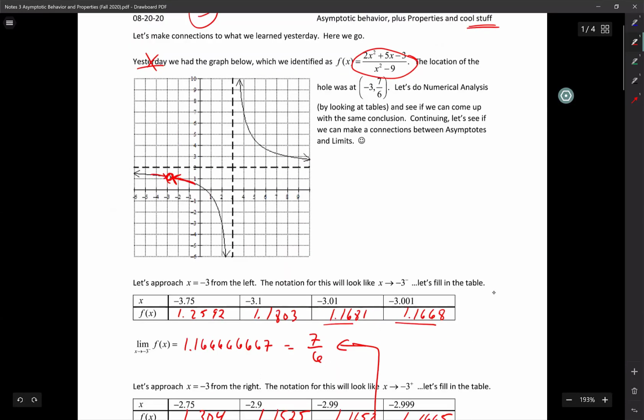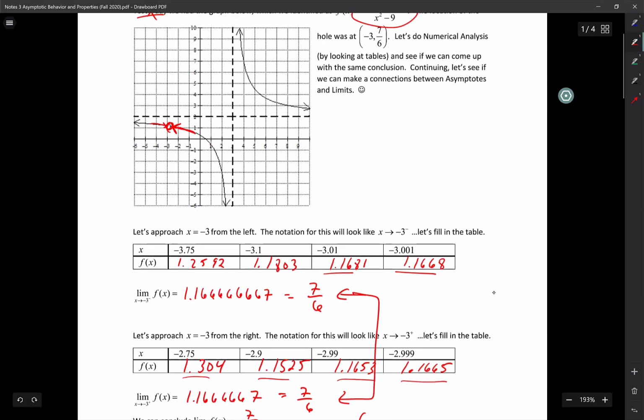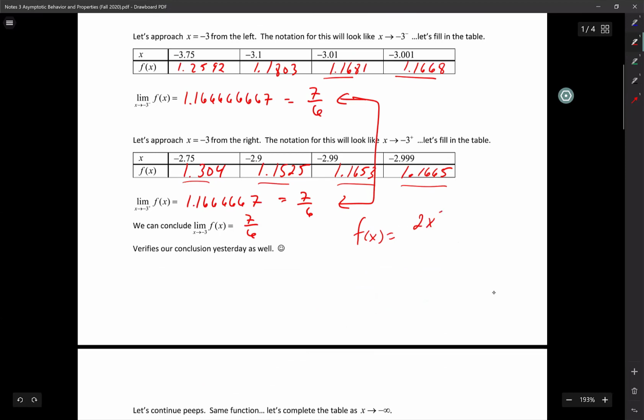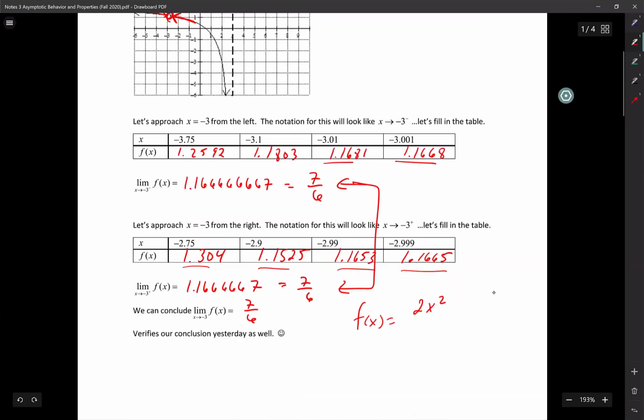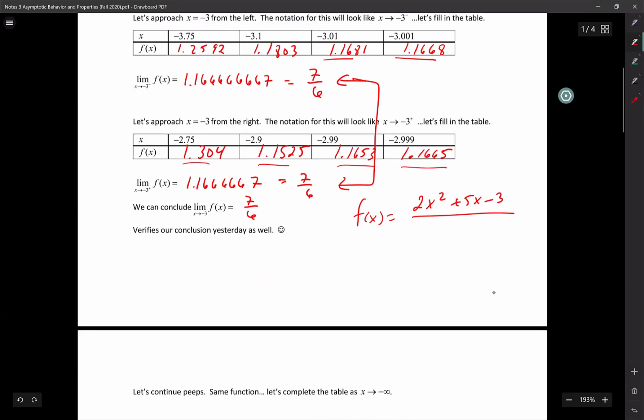No, you could have just done what we did last time. f of x equals, I'm just writing the equation down, guys, 2x squared plus 5x minus 3 over x squared minus 9. Okay, so if I have that function, I'm going to say limit as x approaches -3 of this function f of x. If I do direct substitution, guys, you get 0 over 0. Remember, if you get 0 over 0, it might have a limit. You don't know L'Hopital's rule yet.